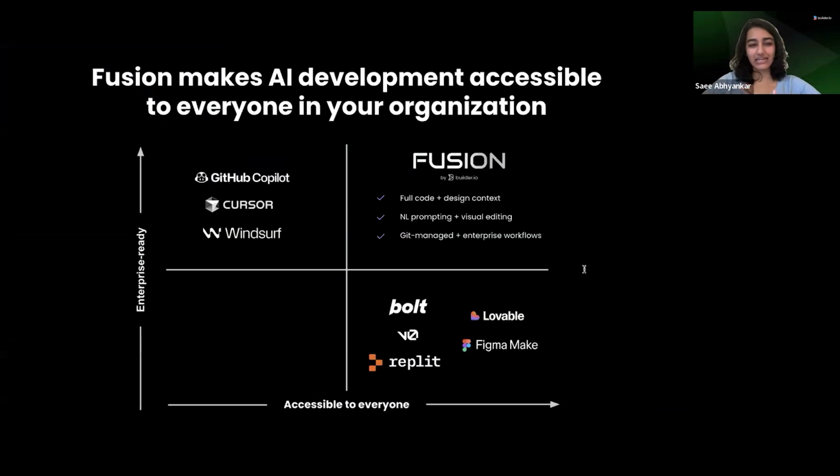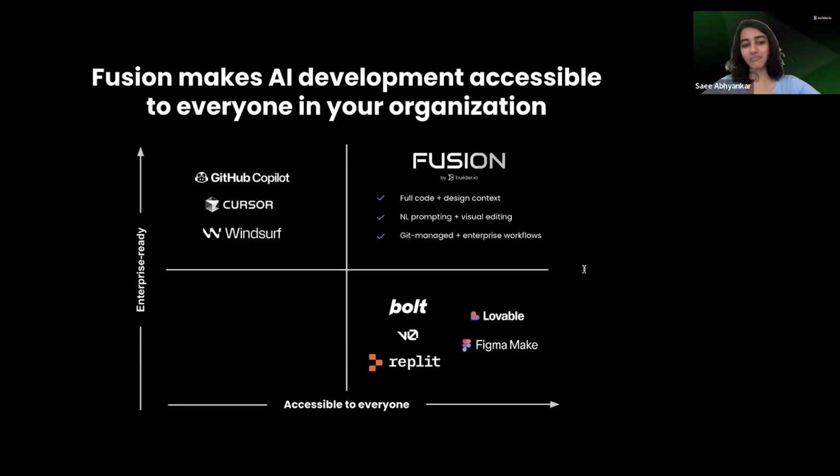I also want to take a second to look at where Fusion and Builder really sit in this landscape of very familiar logos. On the top left, we have GitHub Copilot, Cursor, Windsurf, all amazing AI code editors. Fusion does not replace these AI code editors. In fact, our devs use Cursor and they use Fusion on top of Cursor when they're looking to solve more visually related tasks, like building out a UI from a Figma design. And on the bottom right side, we have Bolt, Lovable, Replit, amazing products that you can use to build net new apps.